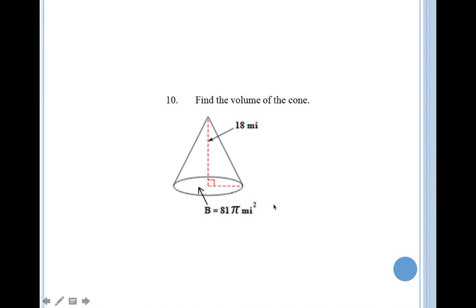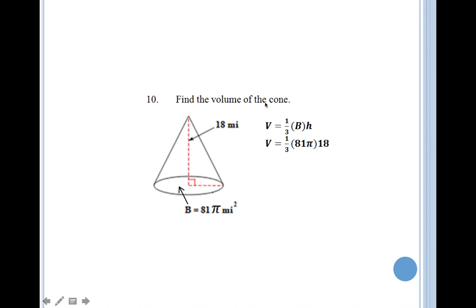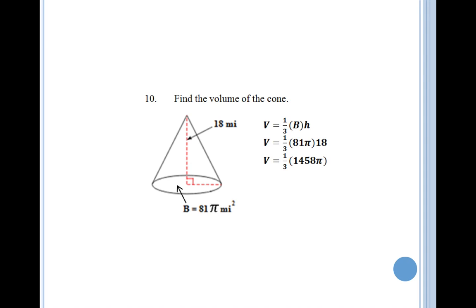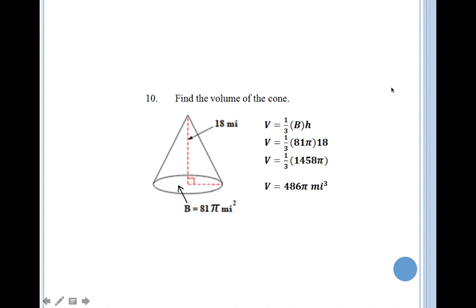Like I said before, I love these ones because it gives you the area of the base. 1/3, area of the base times the height. Area of the base is 81 pi. The height is 18. Plug them in. 18 times 81 is 1,458. Hopefully you used your calculator and didn't just wait for me. You have 1/3 of 1,458. That gives you 486 pi. Again, hopefully you used your calculator. Notice how I'm dragging that pi through the entire problem. Last thing, miles. Volume is cubed, so it's miles cubed.